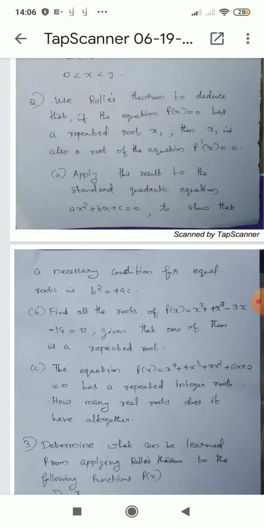Rolle's theorem states that if a function f of x is continuous in the range a less than or equal to x less than or equal to c and is differentiable in the range a less than x less than c, and if f of a equals f of c, then in between a and c we can find a point b such that f dash of b equals 0. Or in another way, if a function f of x has certain roots, let them be a and c, then we can find a root of its derivative in between the roots of the function f of x. Okay, got it?